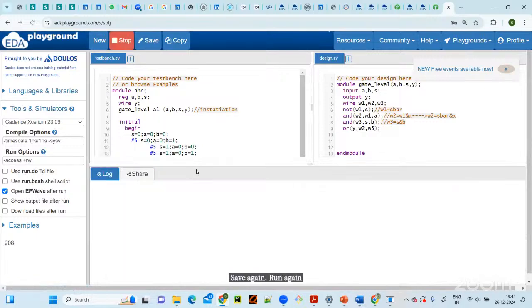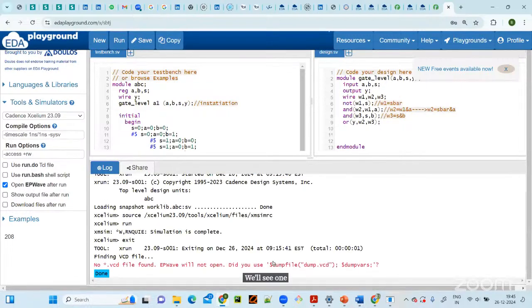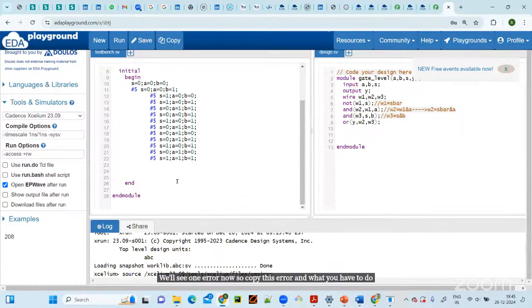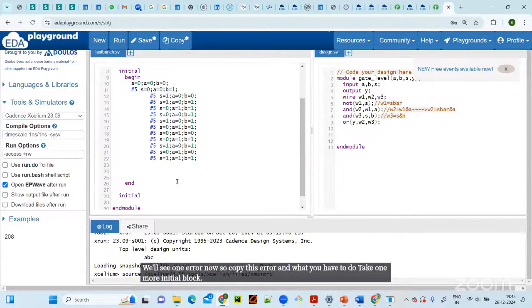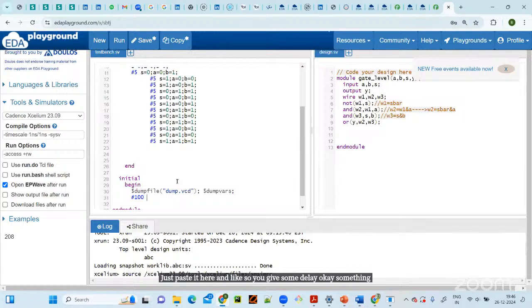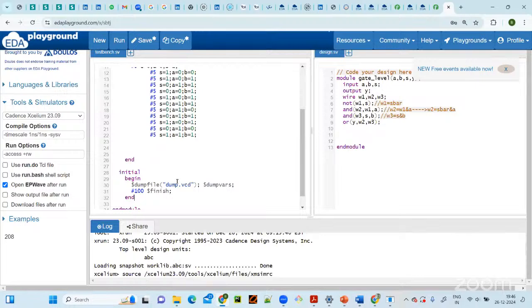Now you will see one error. So copy this error, and what you have to do, take one more initial block, just paste it here, and give some delay. Something like 100, and finish it and end this. That's it. Save it and run it.